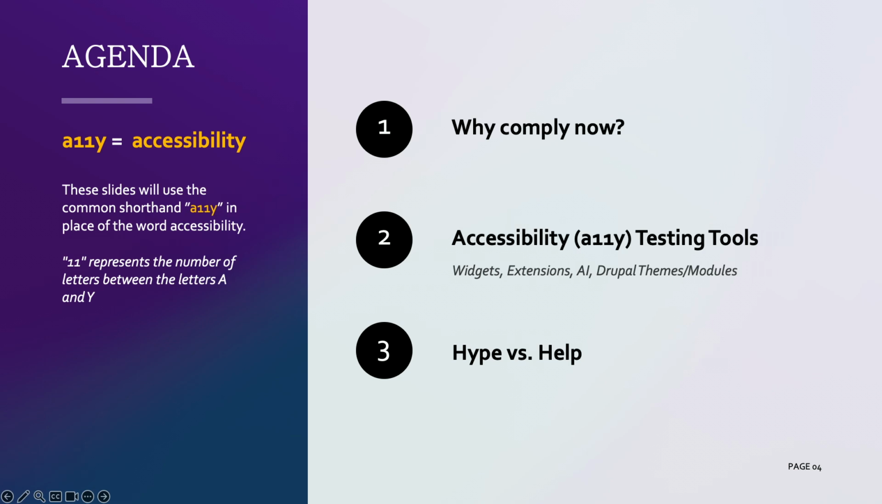So we're going to talk today about accessibility. There's a note here: if you have never seen the phrase A11Y, that is the shorthand that gets used a lot for the word accessibility. We're going to talk today about why we're complying now with the ADA, what's changing, and then we're going to look at accessibility testing tools. Has anyone here tested their website for WCAG compliance? All right, we got a lot of folks, awesome. So yeah, we're going to look at widgets, extensions, AI tools, and Drupal themes and modules that you can use. And I'm going to tell you what's hype and what's helpful. That's kind of where we're at today.